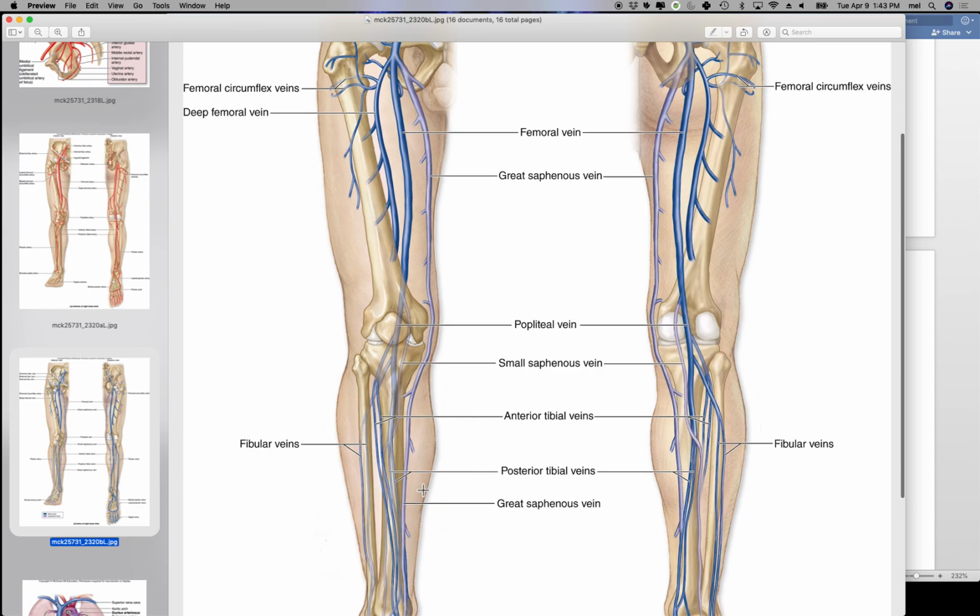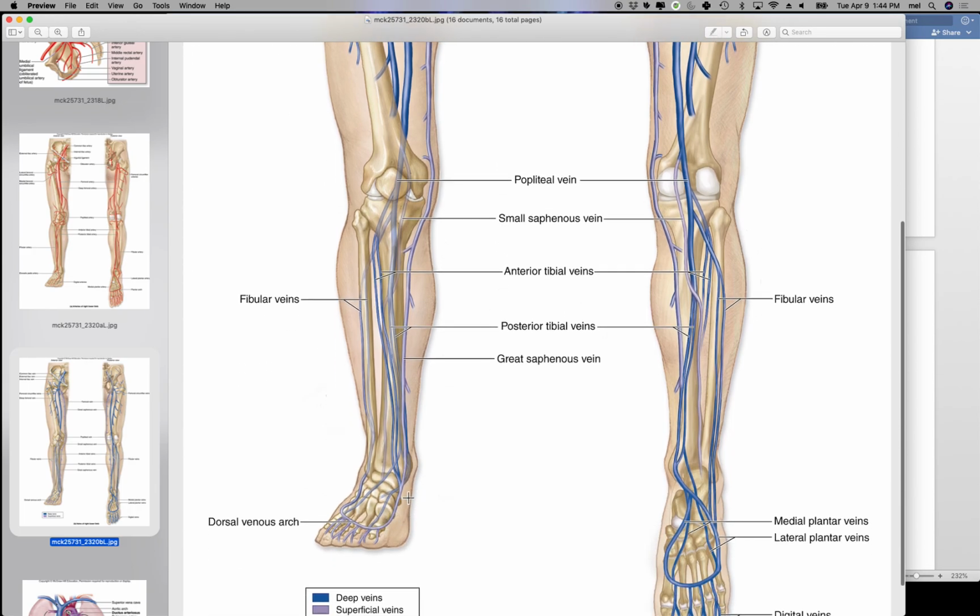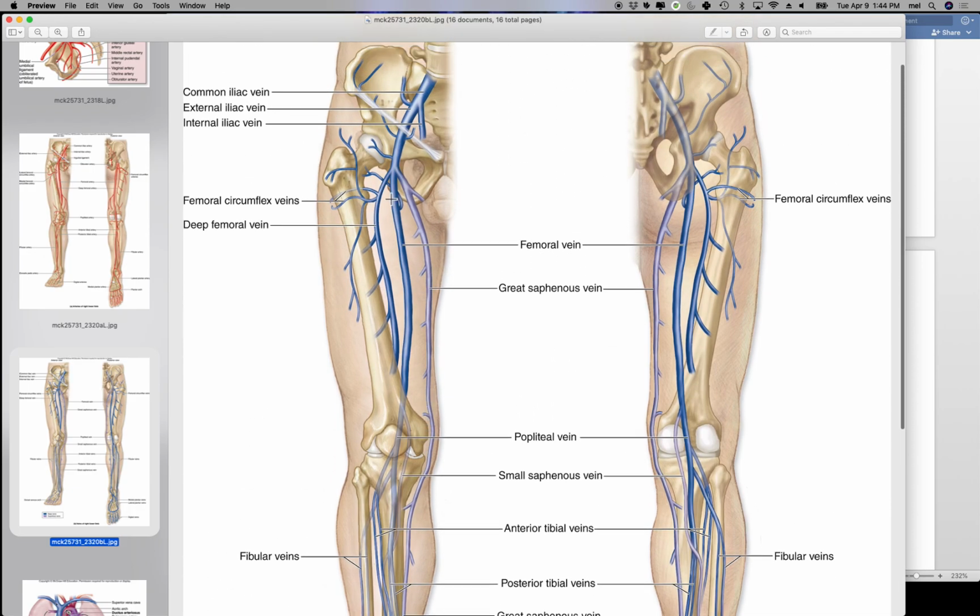So the only other 2 vessels we have to do is the saphenous veins. And this guy right here is the longest vein in the body, and it's called the great saphenous vein. And it starts right here. Do you see it starts kind of medial to your medial malleolus, or anterior to your medial malleolus, and it runs superficial all the way up the inside of the leg and the thigh. And it usually dumps somewhere near the inguinal canal, right?